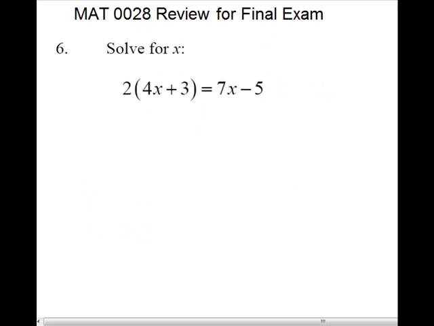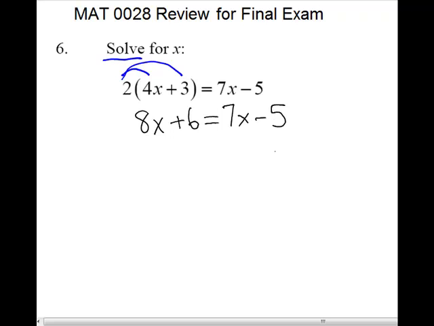Problem 6 is an equation. We're going to solve for x. If it did not have the word solve, the equals would be enough. We will need to simplify first. So on the left-hand side, we need to get the parentheses off. So we have to distribute. 2 times 4x will give us 8x. 2 times 3 will give us 6. Parentheses comes off. We'll bring down the rest.